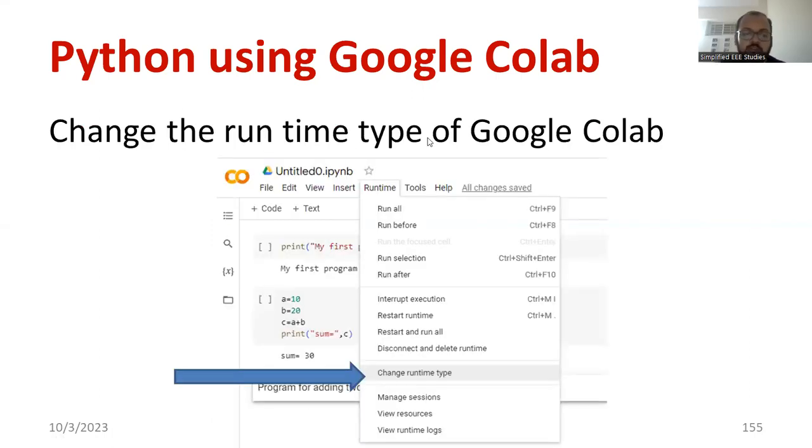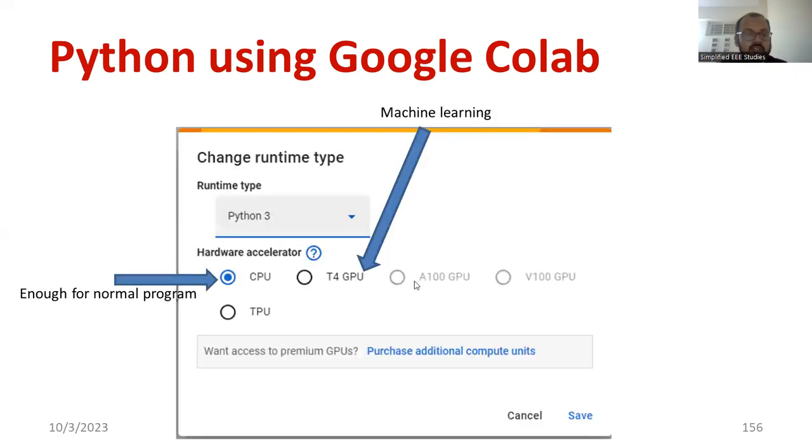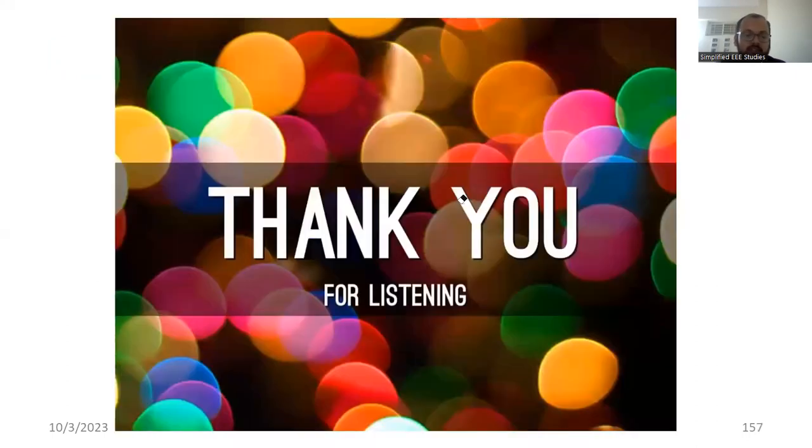Similarly, changing the runtime is also possible. Go to Runtime, click on Runtime, and in that, you can go for Change runtime type. That option is also available. There are plenty of options in Google Colaboratory. Also, if you are doing a program like machine learning, then please select T4 GPU after clicking the runtime. It's applicable for machine learning, deep learning, etc. For normal programming, CPU is more than sufficient. These are the basic settings you have to understand.